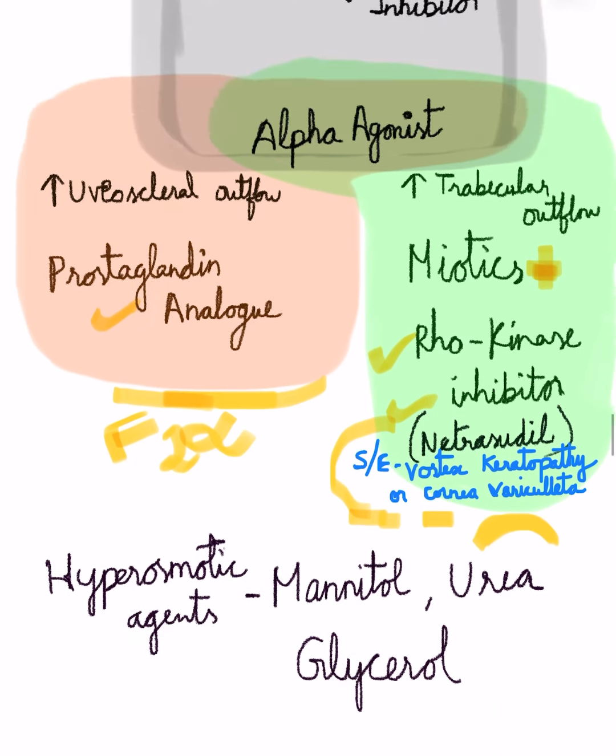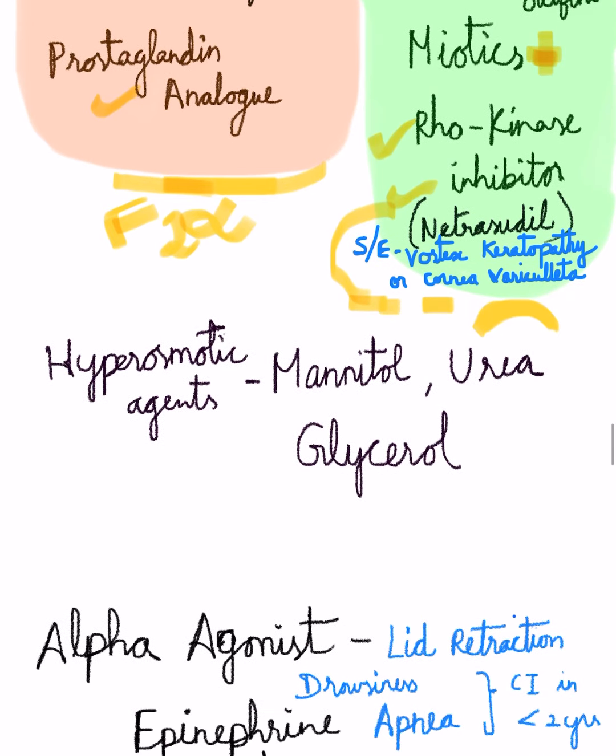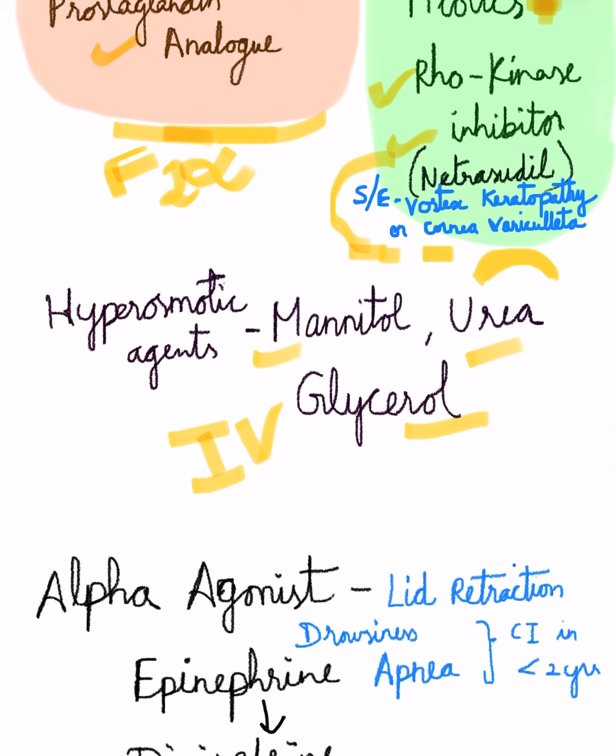Apart from these drugs, we have hyperosmotic agents, that is mannitol, urea and glycerol. These drugs are given in acute conditions, as an IV. These are highly osmotic substances, so they absorb all the extra water from the body, which also includes the aqueous humor, thereby reducing the intraocular pressure. So these substances are also used in the treatment of glaucoma, which includes mannitol, urea and glycerol.